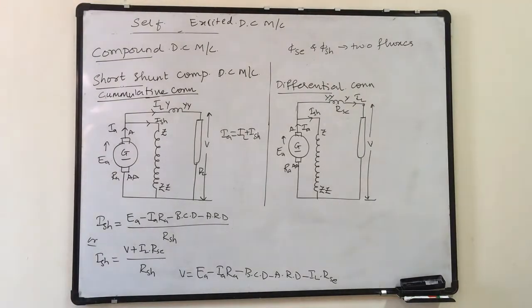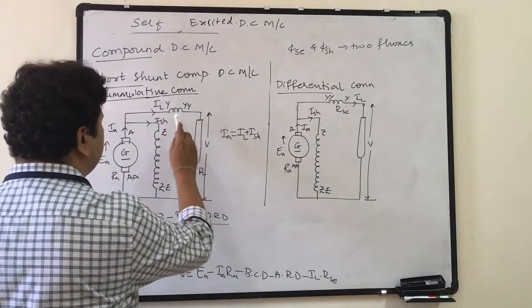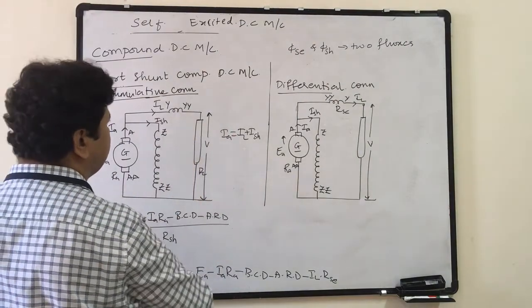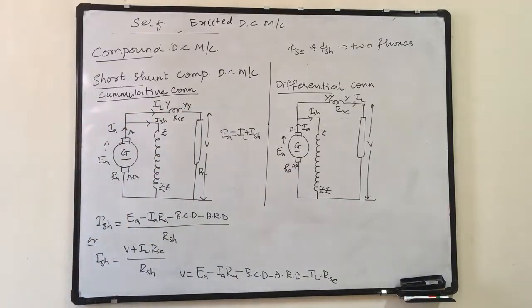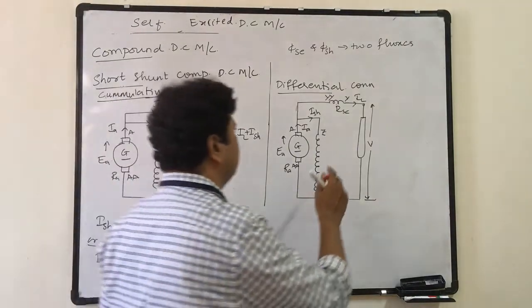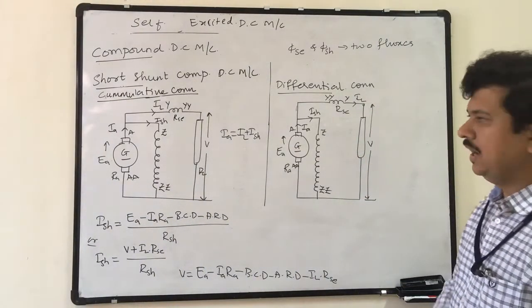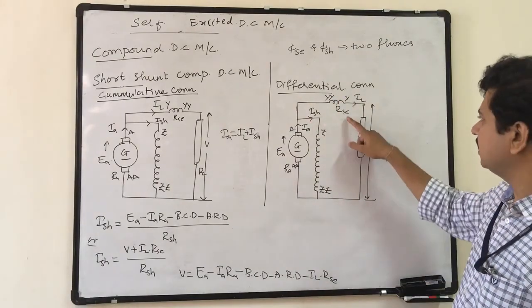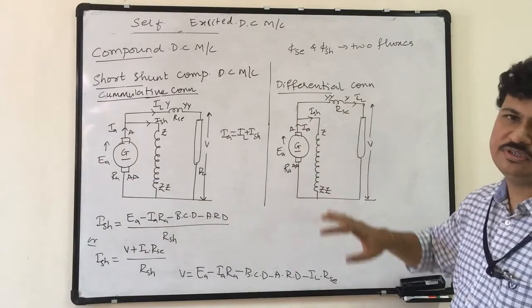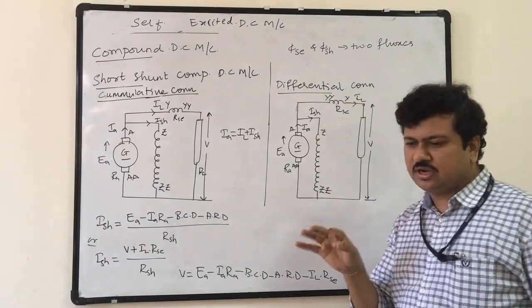Because look here, in long shunt my armature series resistance RSC will come inside the armature circuit, so the voltage drop across RSC will be more. IA is more than IL, so voltage drop is more, armature copper losses are more. So if I want to keep lesser voltage drop and lesser copper loss, I will keep RSC outside the shunt field, where the current carried by it is lesser than the armature current.